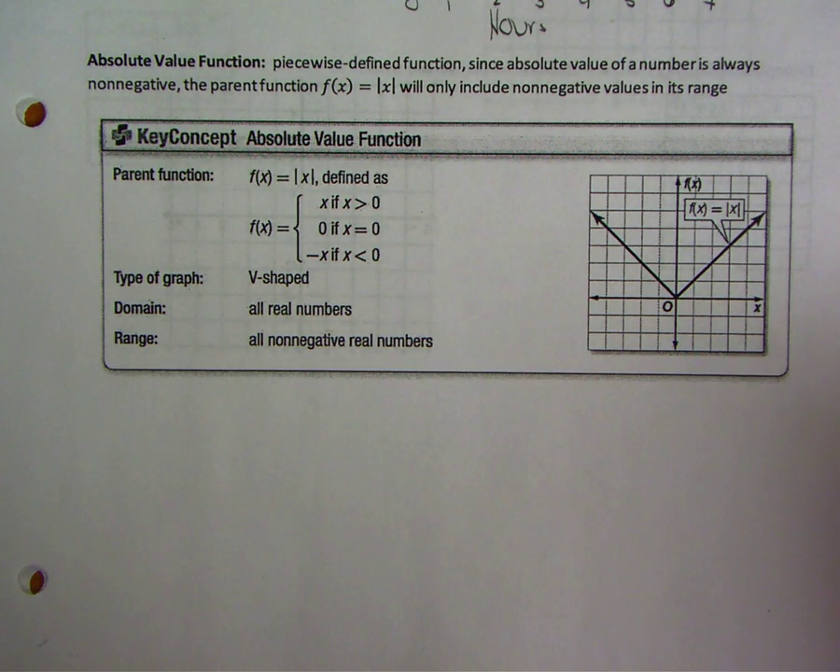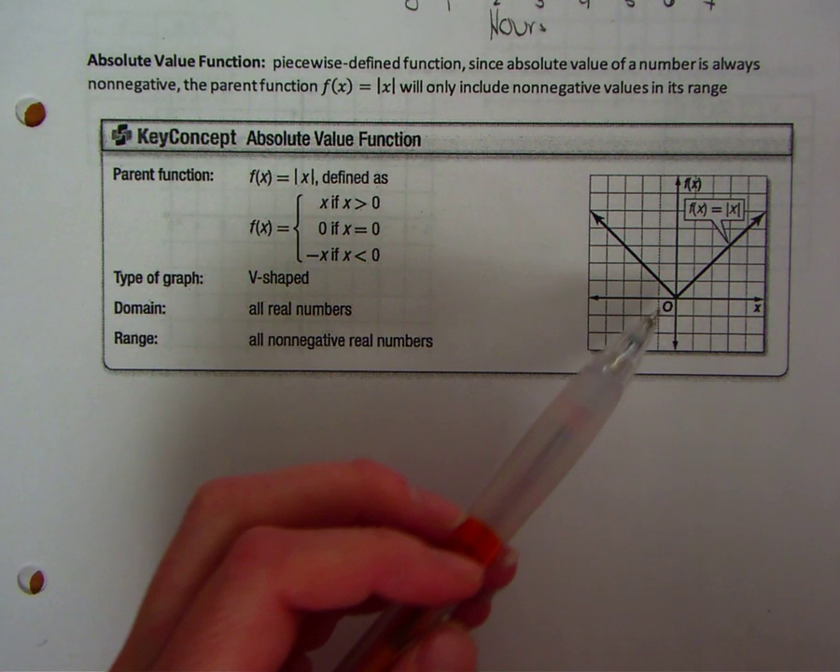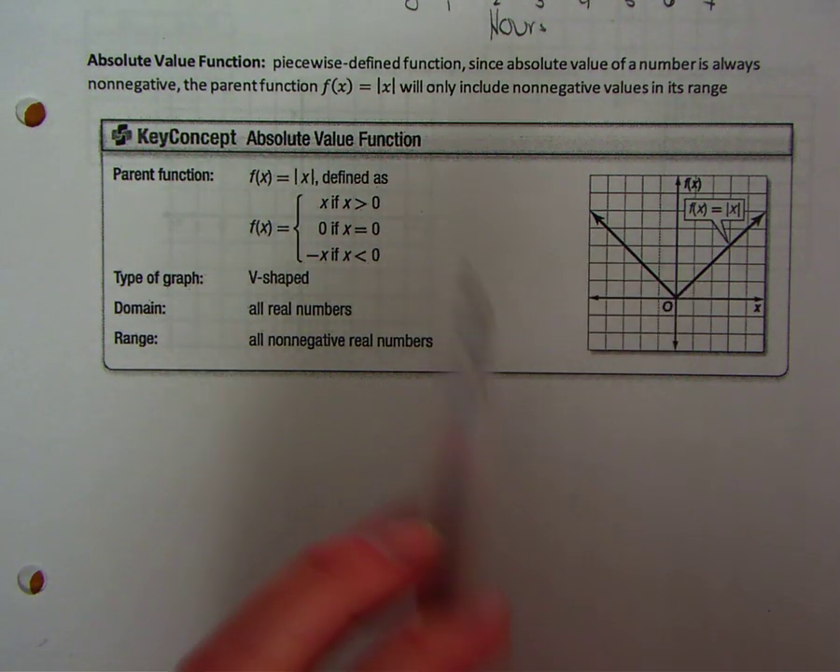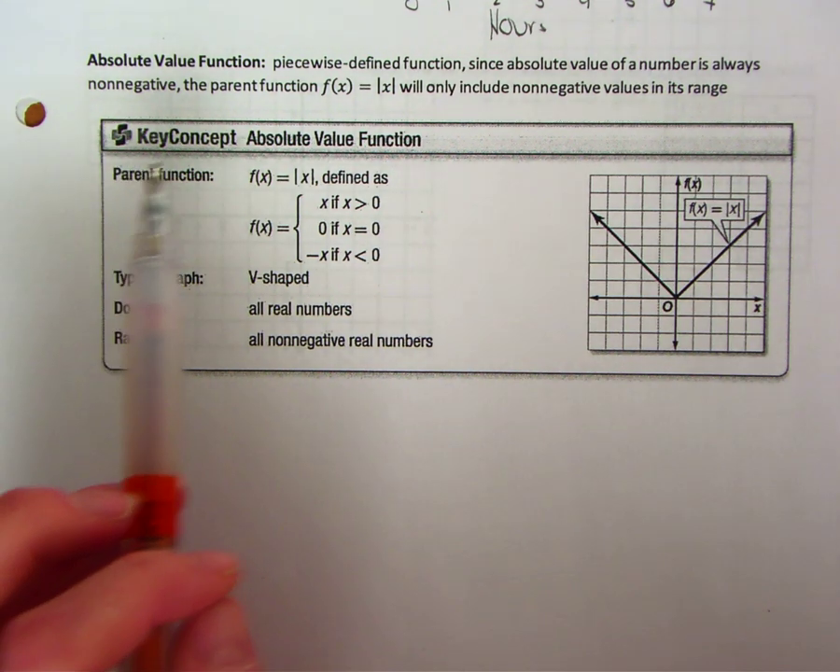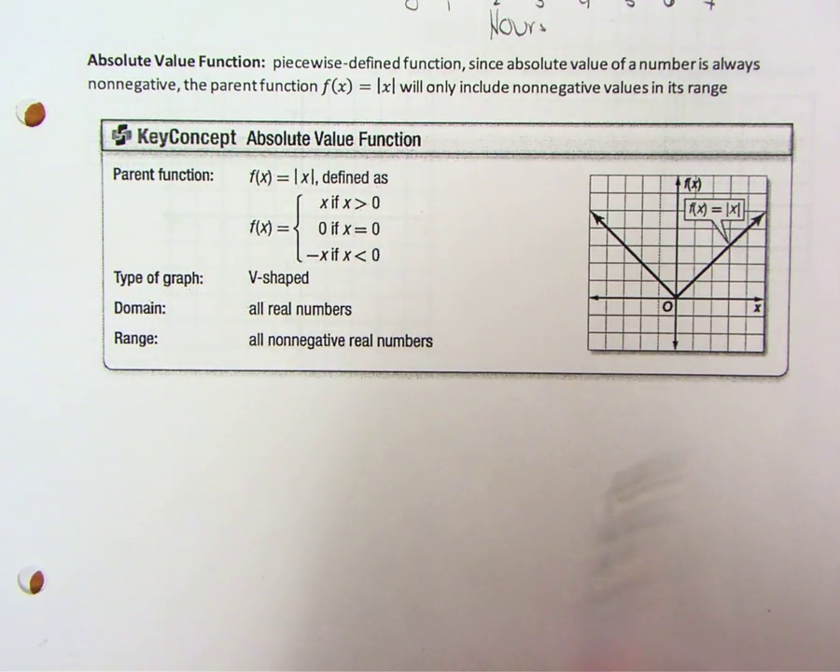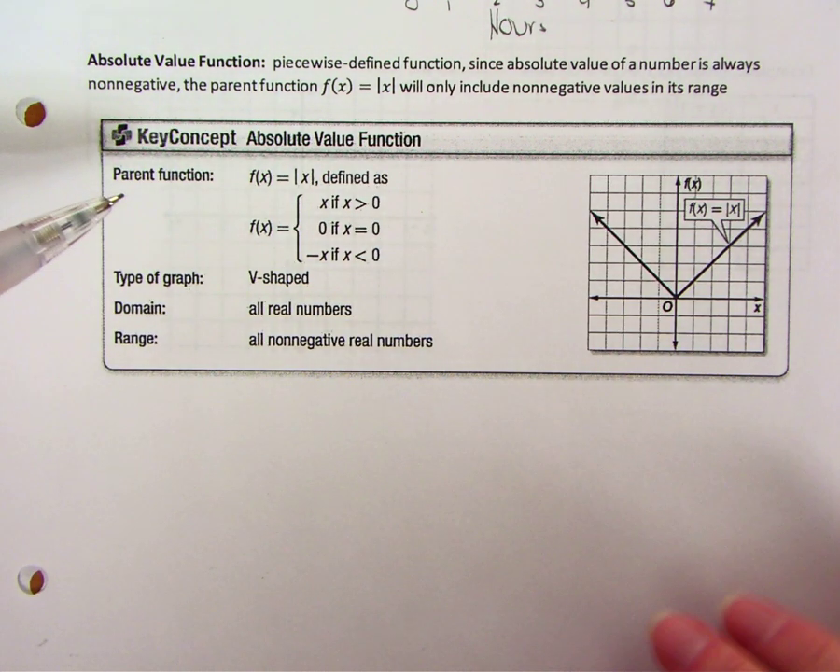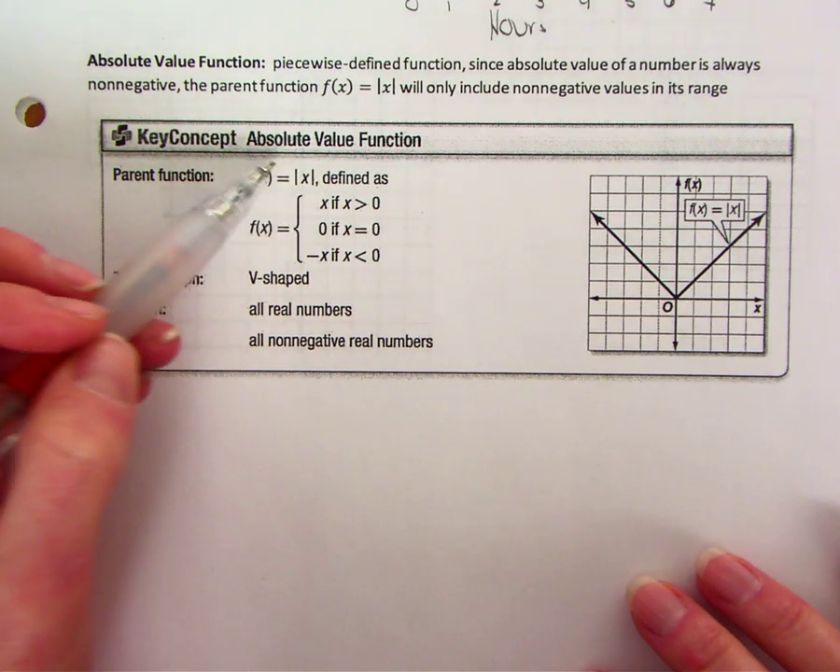The next type of function we're going to talk about is the absolute value function. An absolute value function is actually a piecewise function. It's made up of two pieces of a graph. The absolute value is always non-negative. The parent function will only include non-negative values. So when we look at the parent function of an absolute value, it's just the absolute value of x.